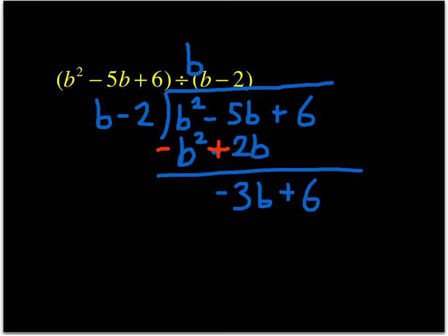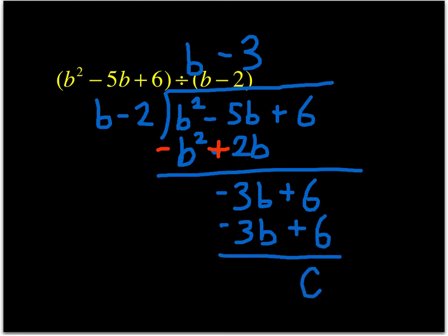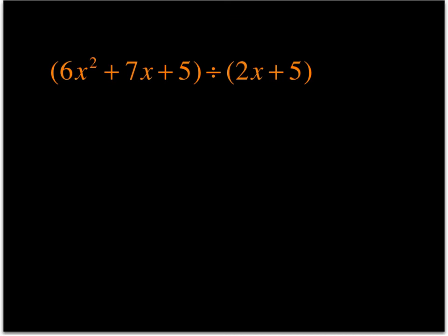And so then what do I multiply this by to get that? I'm going to say minus 3. So minus 3b plus 6. Sure enough, there's my final answer. And so my actual quotient then is b minus 3. Okay, last slide we're going to take a look at. Here's another kind of tricky one. I'm going to do that long division type idea again on this one. We'll see what we get.